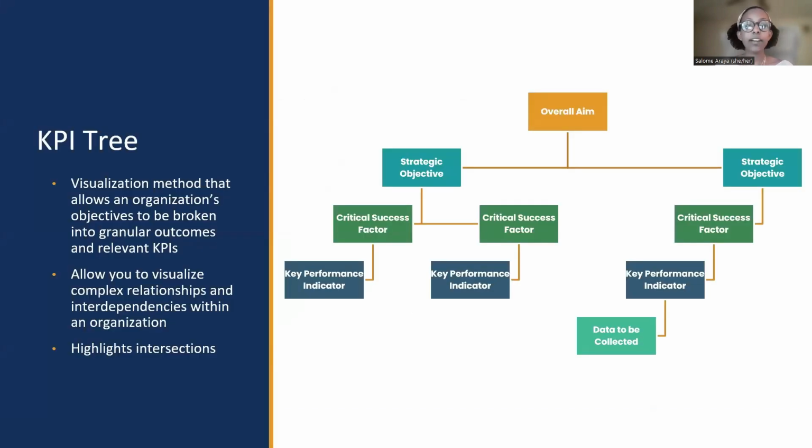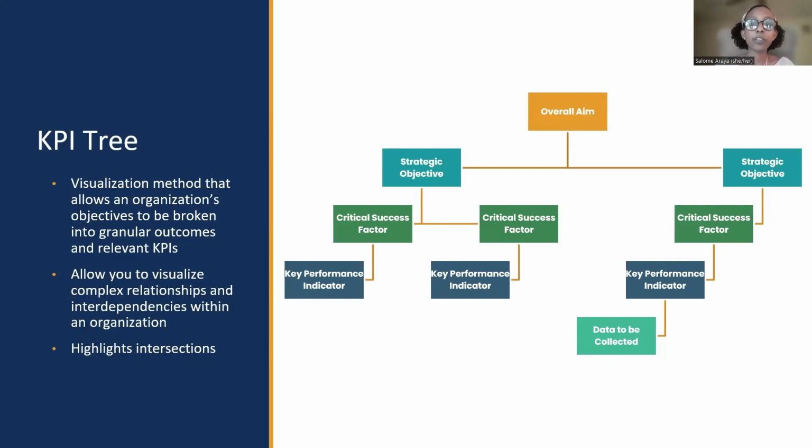So now we have a KPI tree. A KPI tree is really just a visualization of everything that we just talked about. For some of us, we are very much visual learners. I know that I am myself. And so using a KPI tree, it really allows you to see what critical success factors and KPIs are being used to measure success related to your organization. It can also allow you to visualize the complex relationships and interdependencies within an organization.